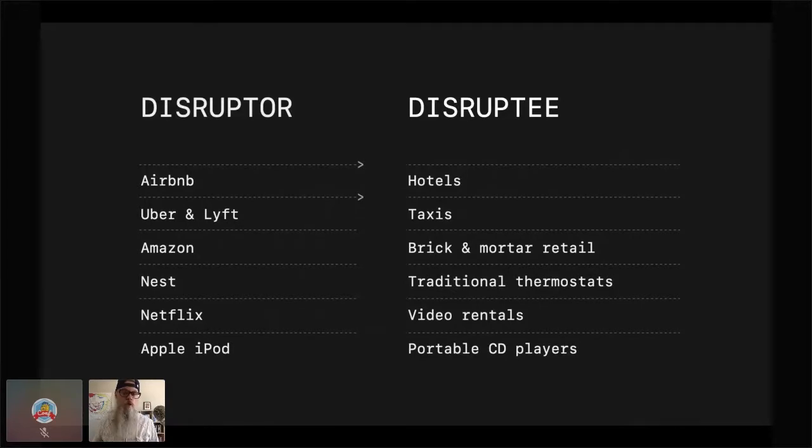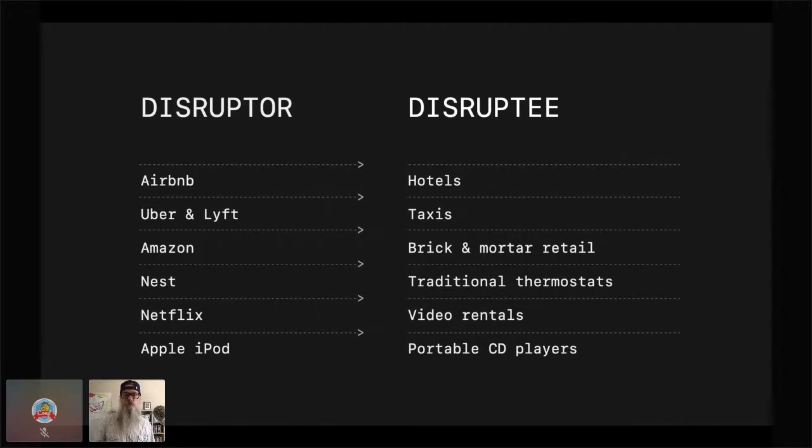That has since changed because demand has proven positive in that aspect. But these are things we should be aware of as a community: when disruption happens, governance starts taking shape and tries to regulate more. Amazon disrupted brick and mortar retail. Nest disrupted traditional thermostats. Netflix, we know the case of Blockbuster, video rental stores in the States, were disrupted and went out of business. And the Apple iPod disrupted portable CD players.